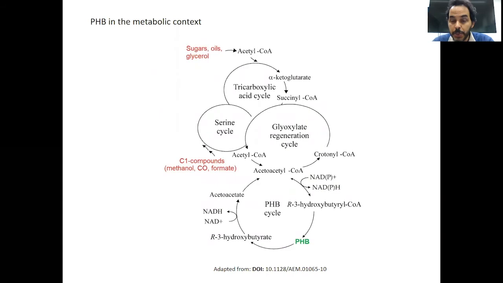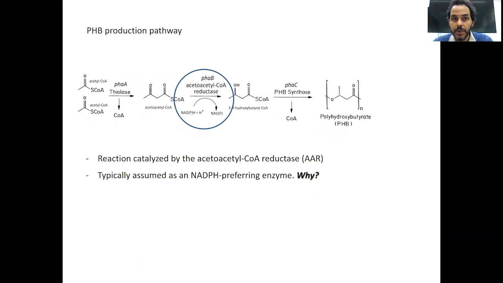PHB can be produced from several carbon sources, including some C1 compounds. The PHB production pathway starts at acetyl-CoA and embraces three reactions. This presentation will be focused on the second reaction, catalyzed by the acetoacetyl-CoA reductase. This reaction is typically assumed to be a NADPH-consuming step. So basically, the acetoacetyl-CoA reductase is generally regarded as a NADPH-preferring enzyme.